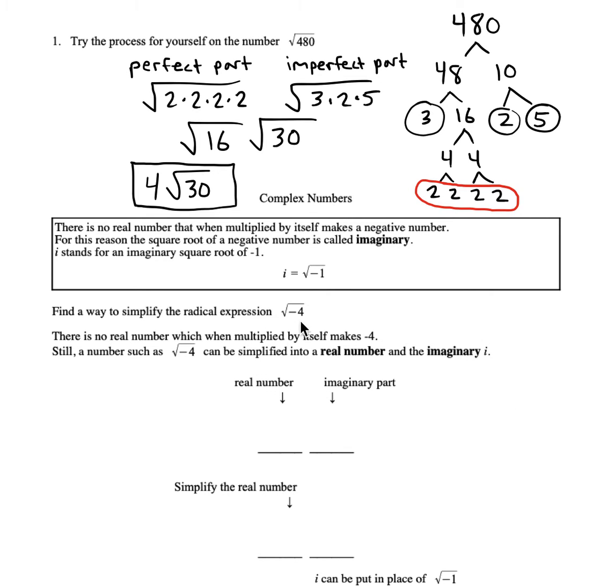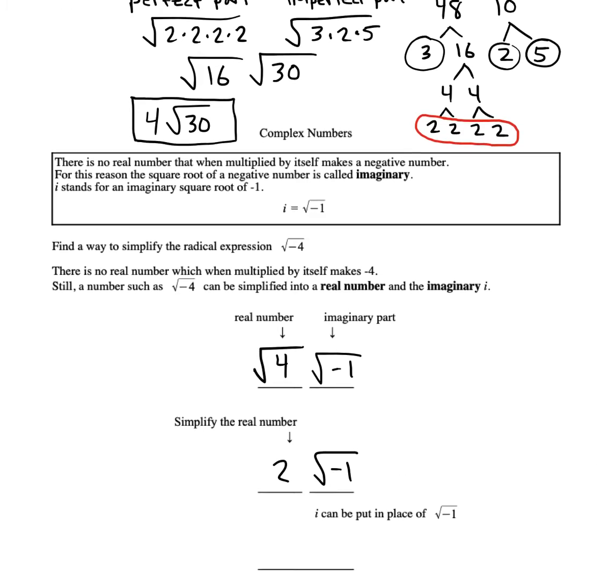So we have to break up radical negative 4 into 2 parts: a real part on the left and the imaginary part on the right. We can simplify the radical 4, and the only thing we can do with radical negative 1 is to replace it with an i. So the final answer will be 2i.